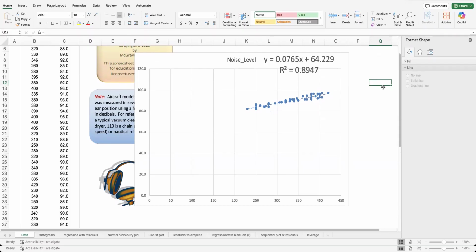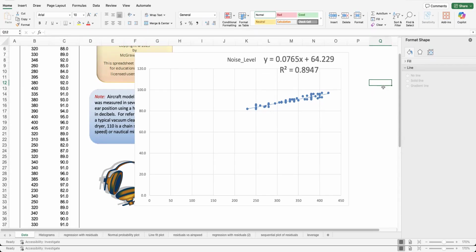What's that R squared called again? Coefficient of something. Correlation is just R. What's R squared? Coefficient of determination. And that tells me that 89.5% of the variation in noise is due to airspeed. So really, it's airspeed that's the huge determining factor. Only 10.5% of anything else matters to how much noise there is.